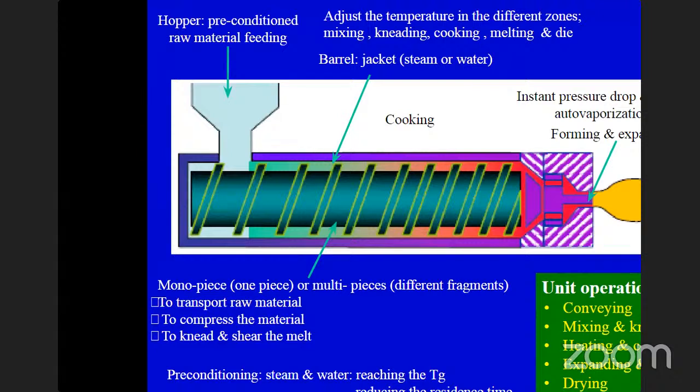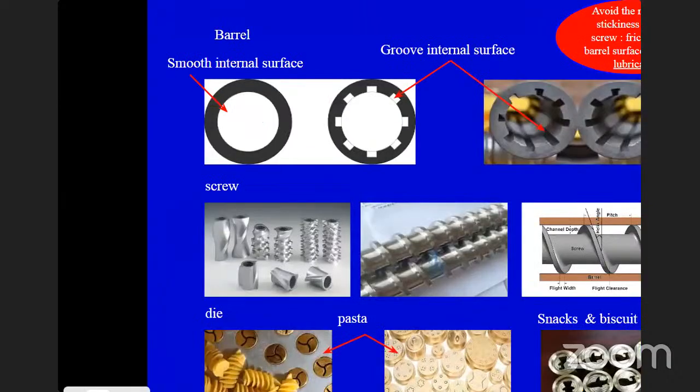Now we come to the screw. The screw which is present inside the barrel may be one piece or multi-pieces with different fragments, and each fragment has a specific function, such as transport or conveying the raw material, compress the mix, or knead and shear the melt. Here, I show you some photos of barrel screw types and the different types of the die.